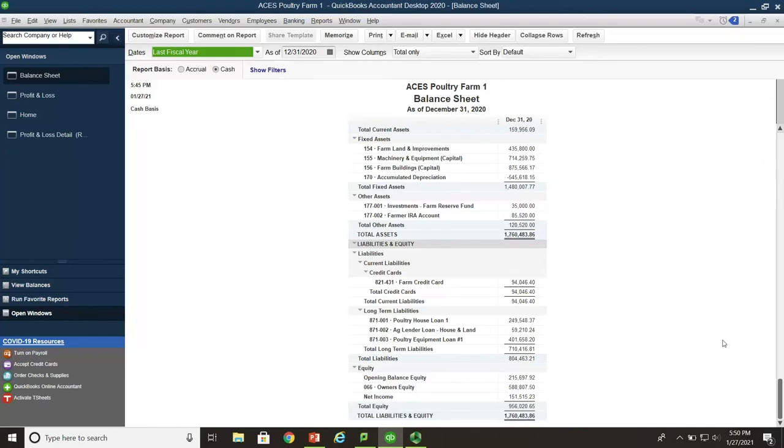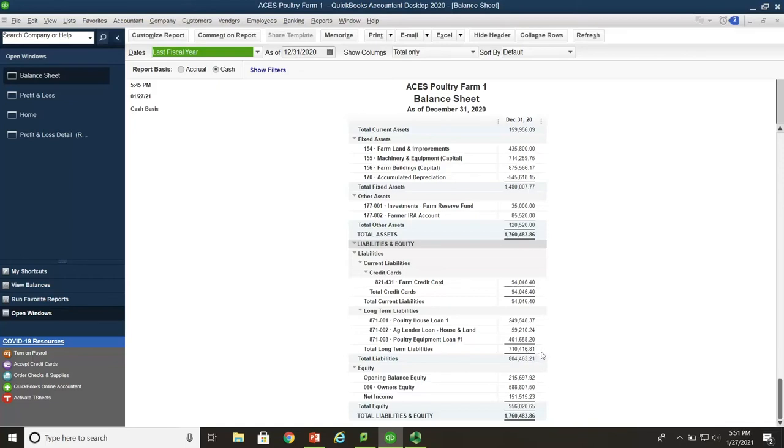If we come down a little bit more, we get into his liabilities. And we're showing that he has $94,000 on his one farm credit card. We're assuming that this guy's got good credit and he's got a $100,000 line of credit on that farm credit card. So that's his current liabilities. Here's his long-term liabilities. He has one poultry house loan. He has a separate loan for house and land and a poultry equipment loan for $400,000. So his total long-term liabilities are $710,000.